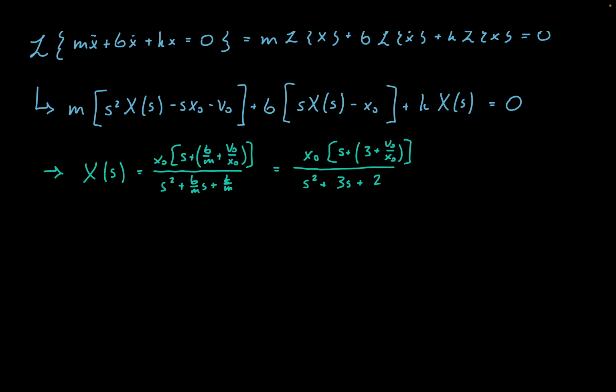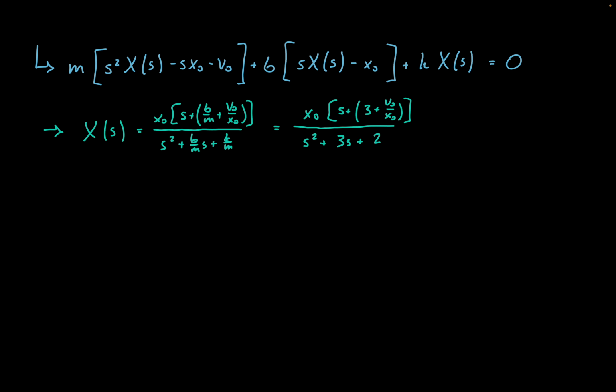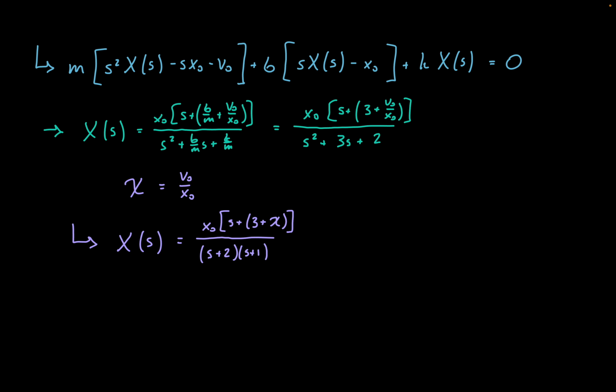Now there's one more substitution that we should probably make, just to make it look a little bit nicer and simpler to work with as we go. We can define chi as v naught divided by x naught, which will leave us with capital X of s equal to x naught times s plus 3 plus chi, all divided by, and we can factor s squared plus 3s plus 2 as s plus 2 times s plus 1.